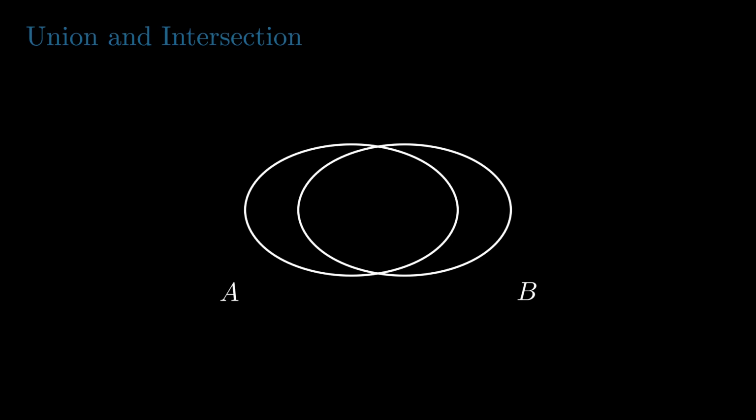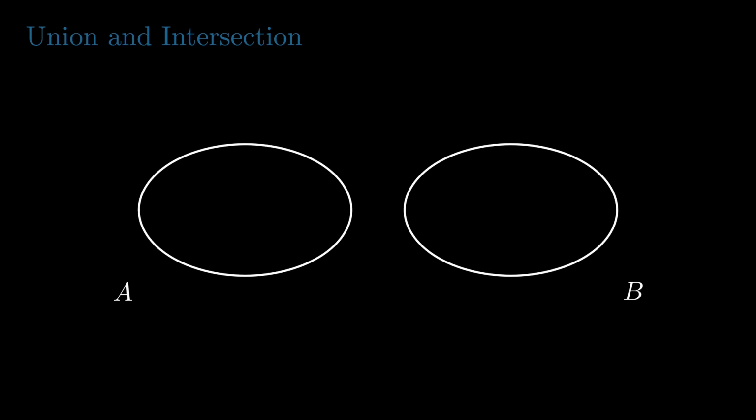Now, we can consider some special cases. What if two sets do not overlap? Well, in such a scenario, there is no intersection. In other words, the intersection is the null set or empty set.